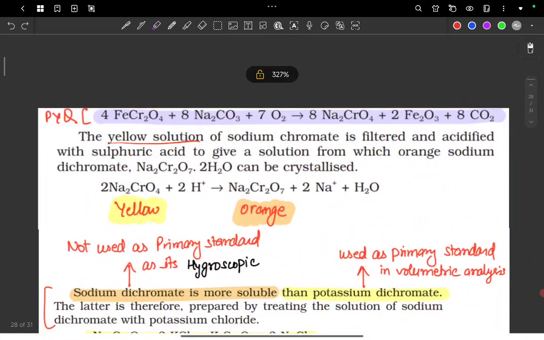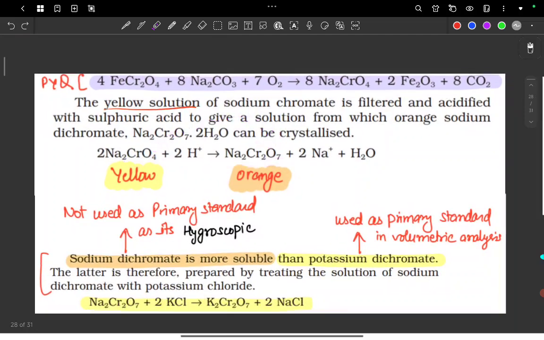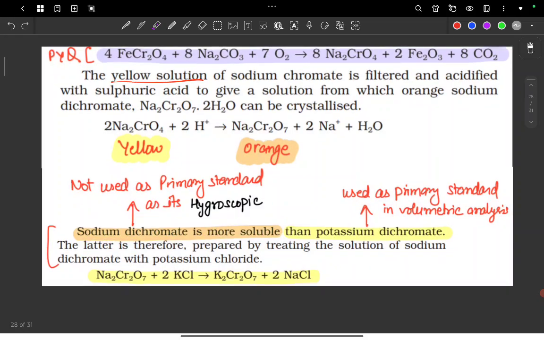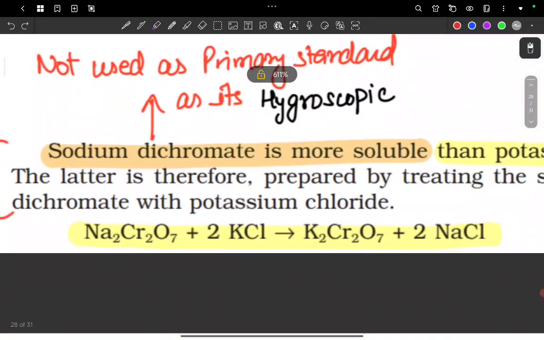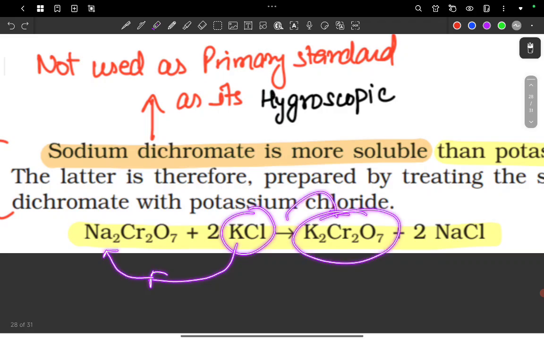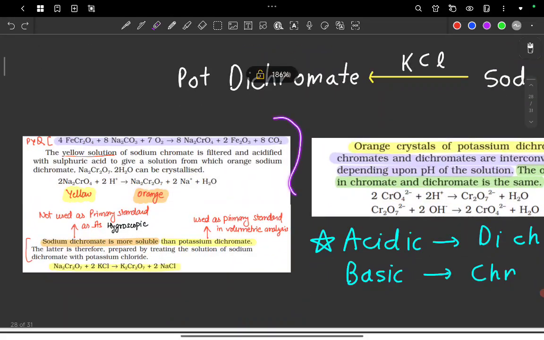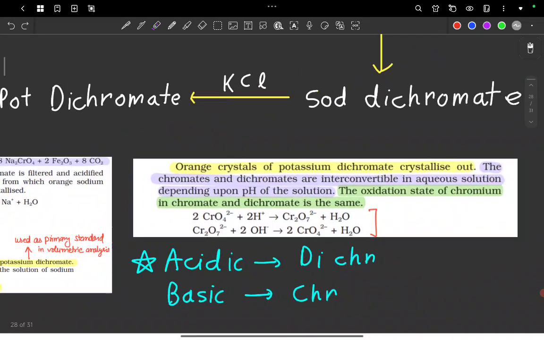So that's what happens here. The chromate ion changes to the dichromate ion, and we are using Na2Cr2O7 so far because sodium dichromate is more soluble. And if we react that with potassium chloride, potassium is more reactive than sodium, so it displaces sodium and finally forms our dear K2Cr2O7. So these reactions you have to remember. Please don't skimp on them.